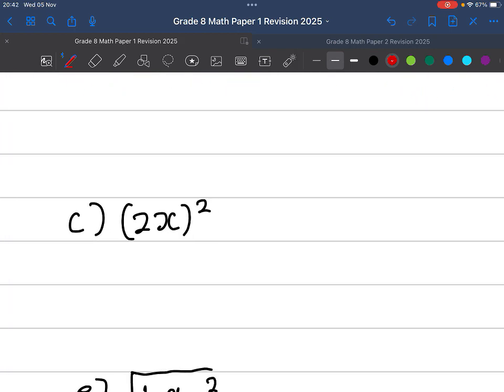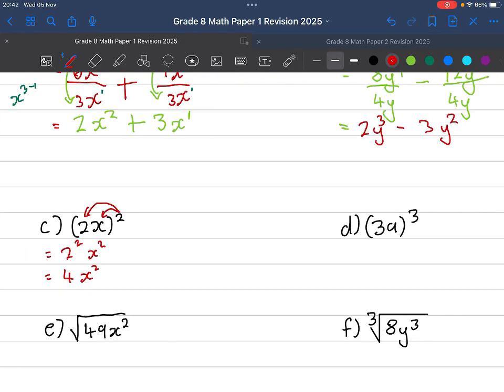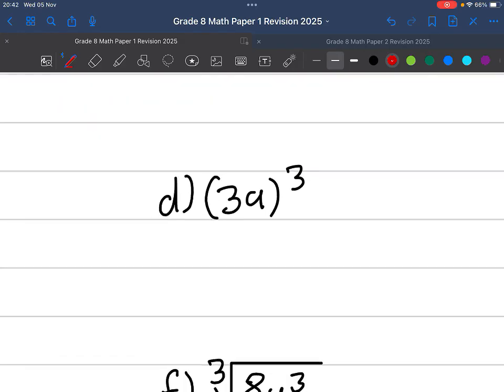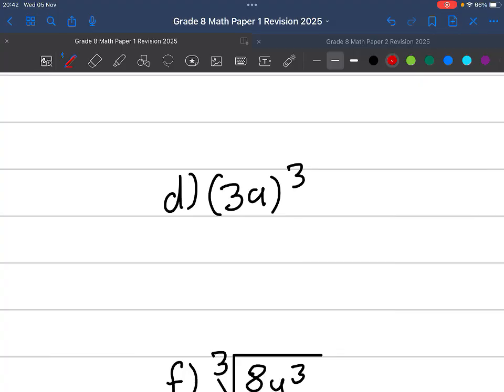We've seen this before. We got an exponent outside. We're gonna distribute it to the terms inside. So this becomes 2 squared and x squared. 2 squared is 4 and you got x squared. Pause the video and try this question.